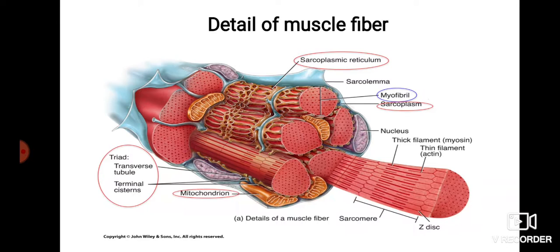So now we see the detailed structure of the muscle fiber. Let's see this diagram. Here you see the sarcoplasmic reticulum. This sarcoplasmic reticulum we will discuss in the next slide. Okay, so don't be confused with these terms. This is the sarcolemma, that is the plasma membrane of the muscle cells. Okay, this is the muscle fiber.